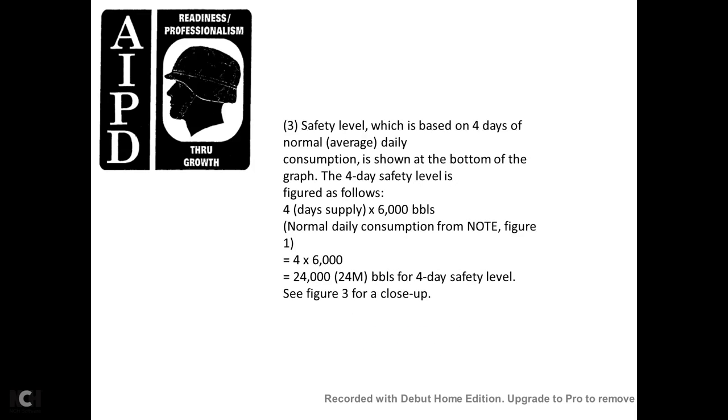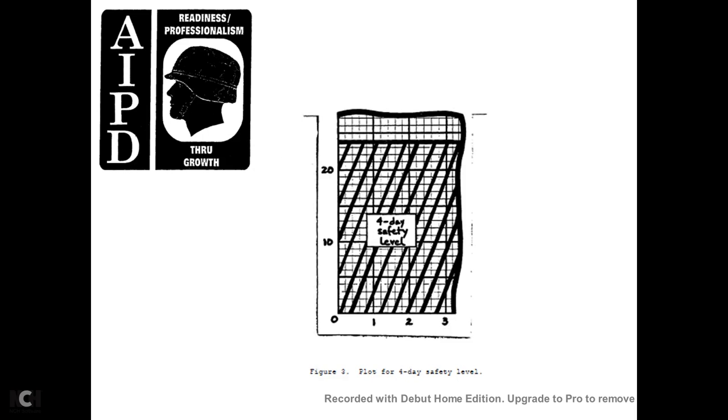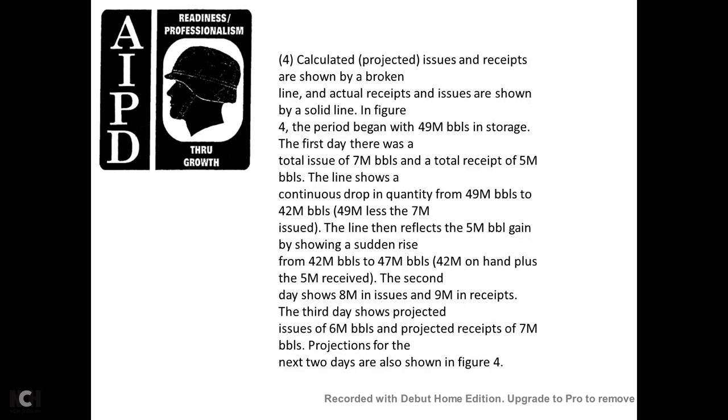3,000 barrels. The safety level, which is based on the 4-day nominal average daily consumption, is shown at the bottom of the graph. The 4-day safety level is figured as follows: 4 days times the normal daily consumption from the note in Figure 1, 4 times the daily supply of 6,000 barrels equals 24,000 barrels, the 4-day safety level. See Figure 3 for a close-up. Figure 3 shows the plot of the 4-day safety level.